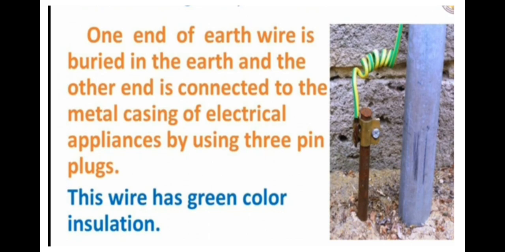This wire provides a low resistance path to the electric current. The earth wire sends the current from the body of the appliance to the earth. Whenever a live wire accidentally touches the body of metallic electric appliances, the earth wire serves as a protective conductor which saves us from electric shocks.